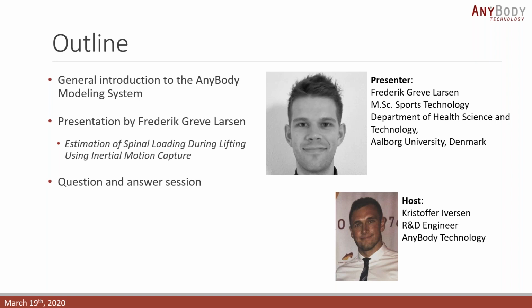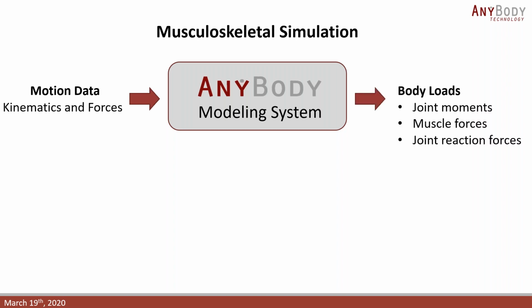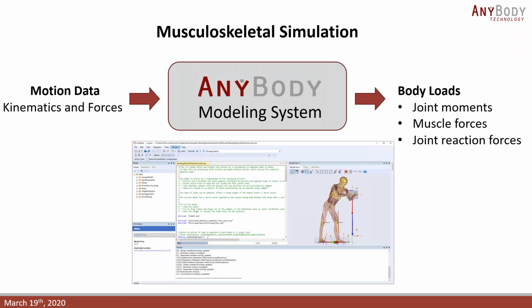But just before we start, I will just give a general introduction to the Anybody modeling system, for those of you who are not familiar with the software or not familiar with musculoskeletal modeling in general. But first of all, what is the Anybody modeling system? Well, the Anybody modeling system is a software that allows you to do musculoskeletal modeling. As input, it takes motion data as kinematics and forces, and then it outputs body loads, which could be joint moments or muscle forces or joint reaction forces. And here at the bottom of the screen, you can see a screenshot directly taken from the software.